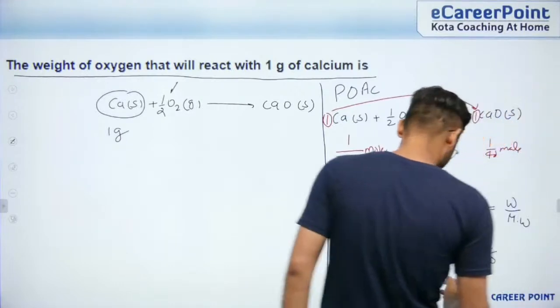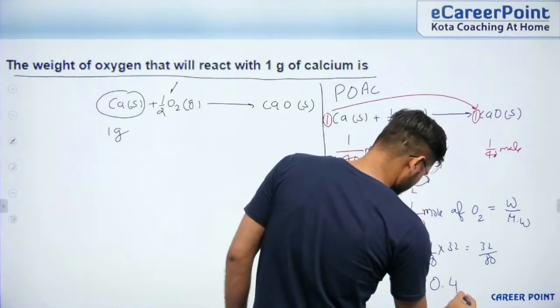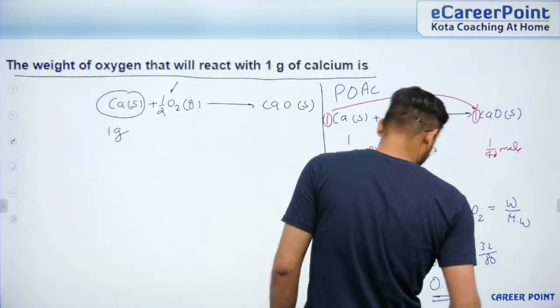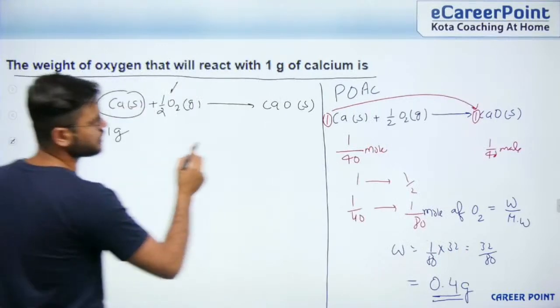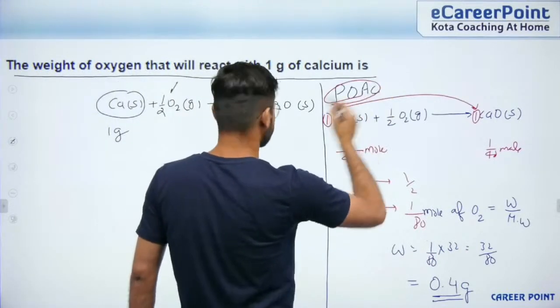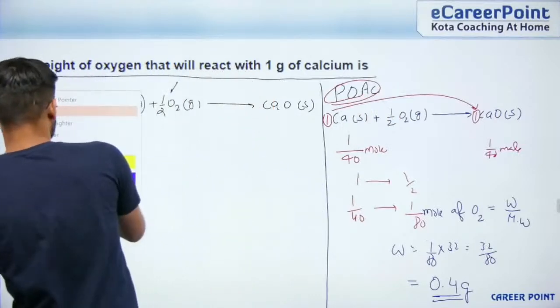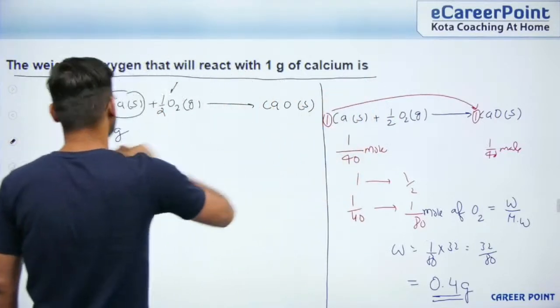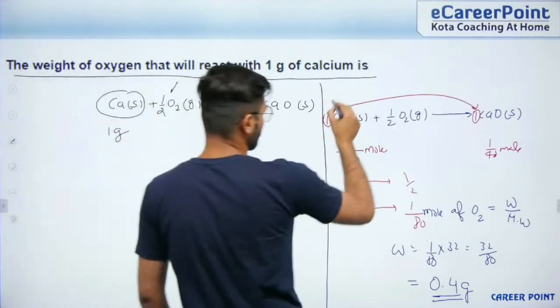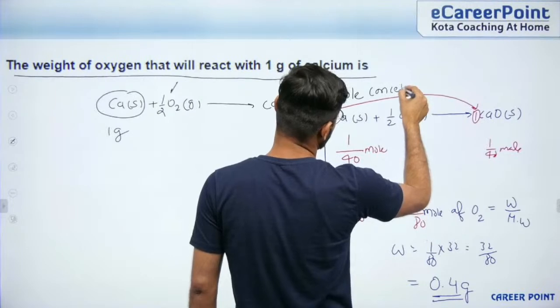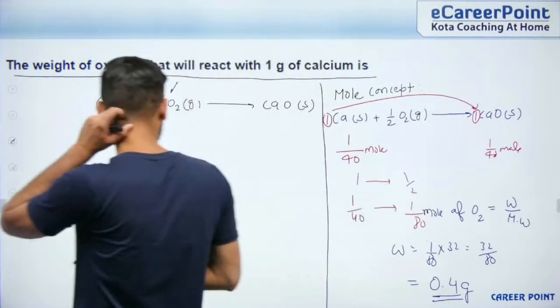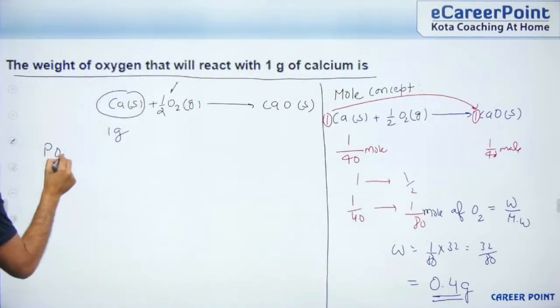What is the answer? 0.4 gram. Now do it by the principle of atom conservation. Okay, so this is not the POAC, this is the mole concept. This we have done with the mole concept. And let's see the POAC method, how to do it with the POAC.